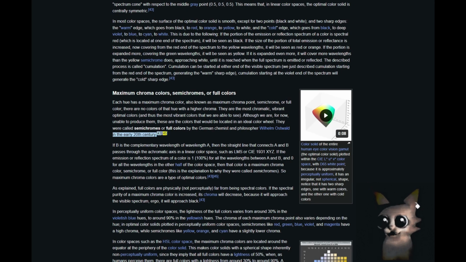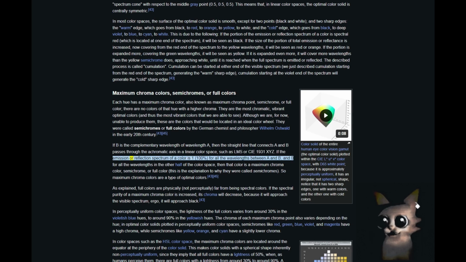43-45. If B is the complementary wavelength of wavelength A, then the straight line that connects A and B passes through the achromatic axis in a linear color space, such as LMS or CIE 1931 XYZ.